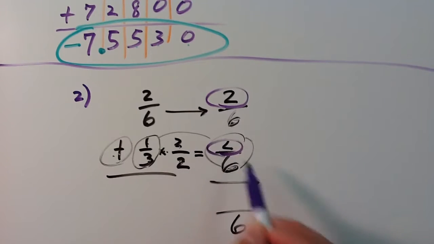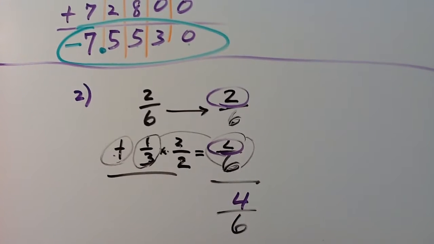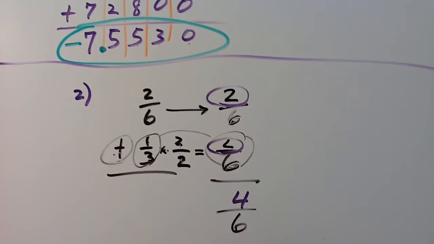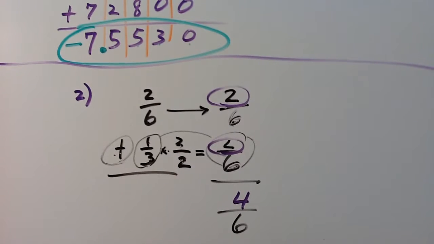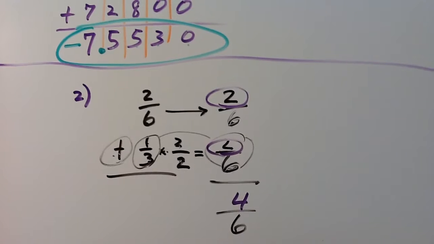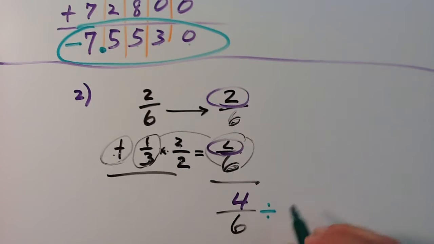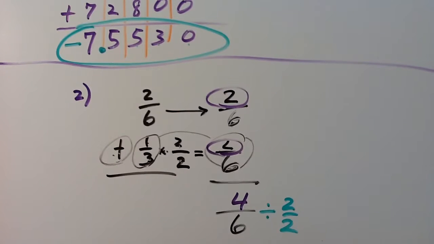2 plus 2, well, that is 4, right? So my answer is 4/6. But is this simplest form? Well, I know 4 and 6 are both even numbers, right? And I know all even numbers are divisible by 2. And so to get this in simplest form, I could divide the top and the bottom by 2 over 2.